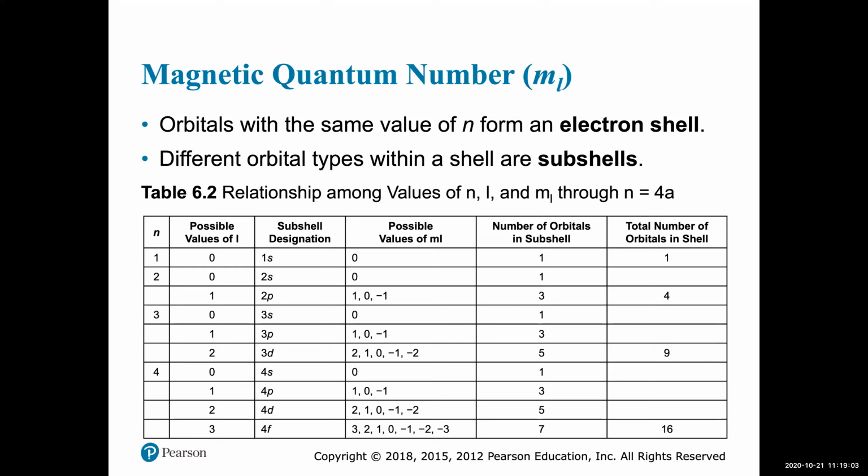And then finally, for n equals 4, now we have 4 values for L, 0, 1, 2, and 3, and we add that 4f subshell. And with 4f, we have 3, 2, 1, 0, -1, -2, -3. So we have 7 orbitals in the subshell there. So we add all those up, 1, 3, 5, and 7, and we have 16 total. So this is how we use these quantum numbers to figure out how many orbitals are in a shell, what's the configuration, things like that.